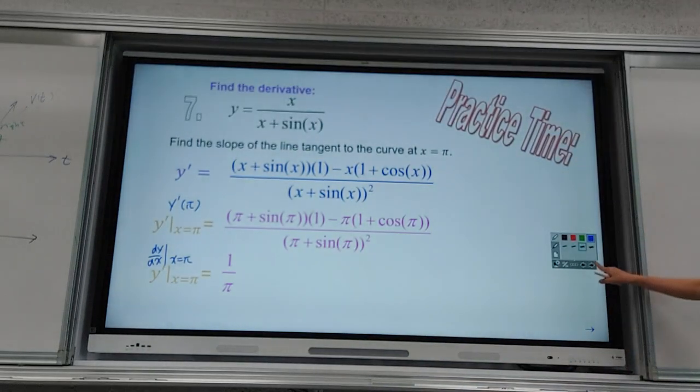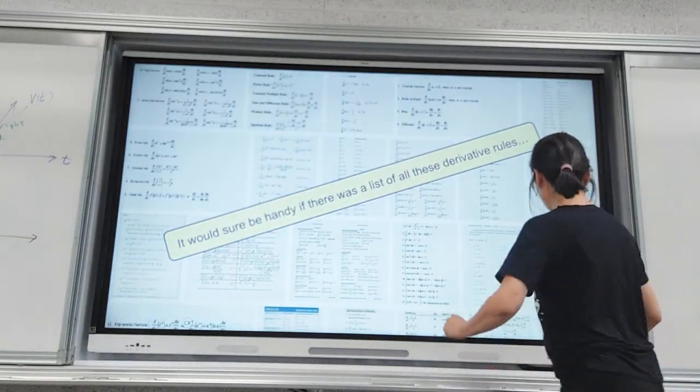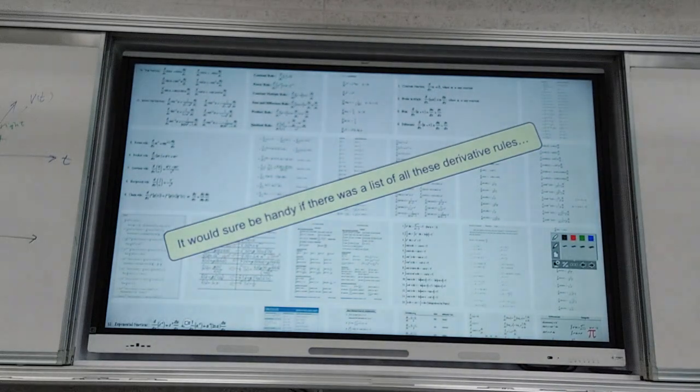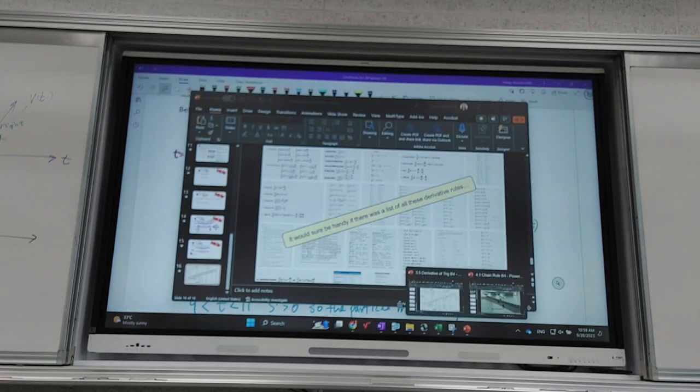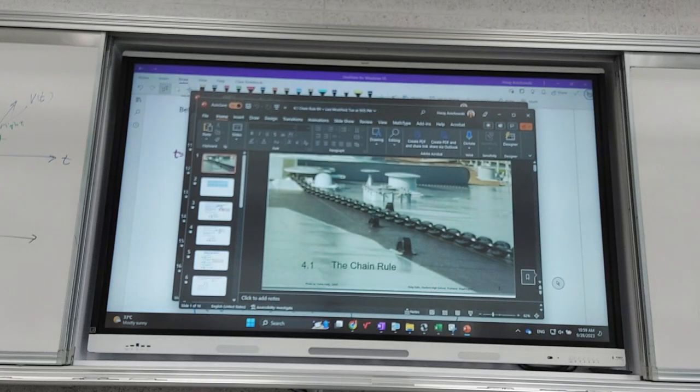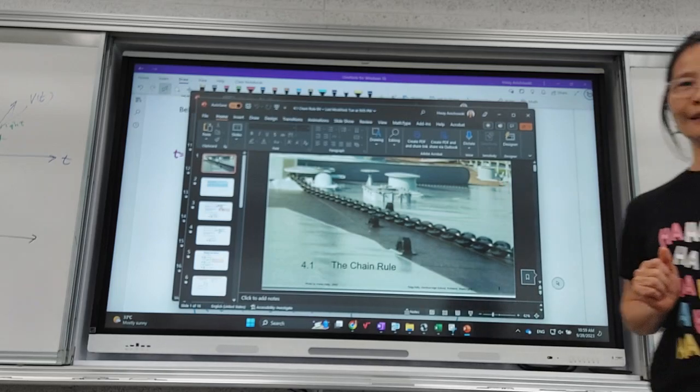Right. Now this is it. So we finished the trig derivatives. Today we do want to go over the chain rule. So can you take out your calculator, please? We need to explore. Take out your calculator.